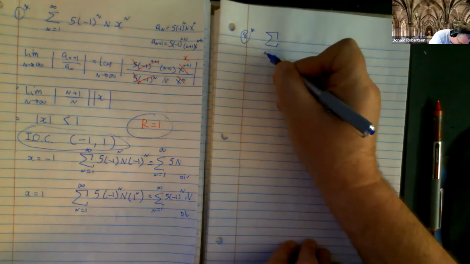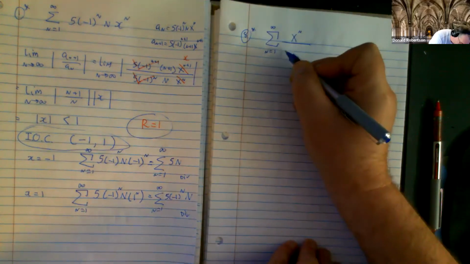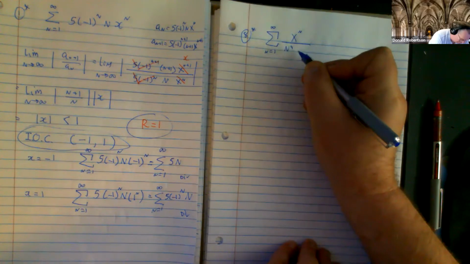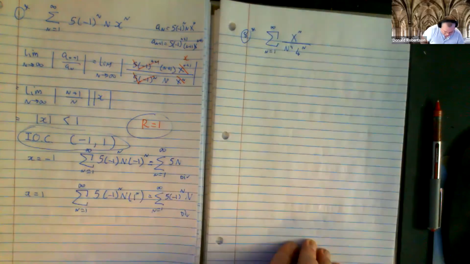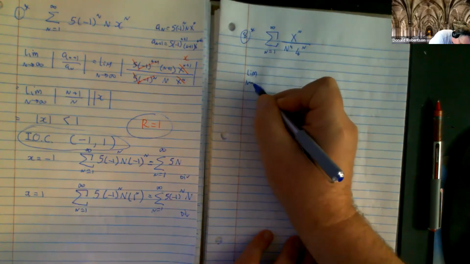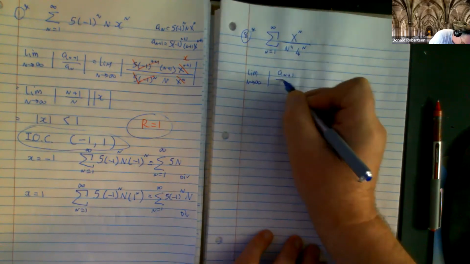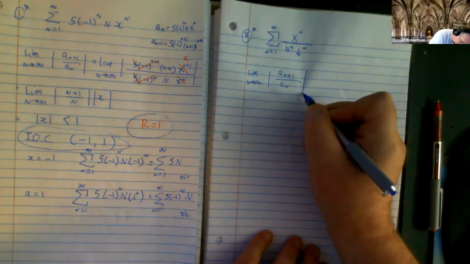This is question 8, or a version of it at least. And we have the sum from n equals 1 to infinity of x^n over n^4 times 4^n. So the ratio test is the limit as n tends to infinity of a_(n+1) over a_n.